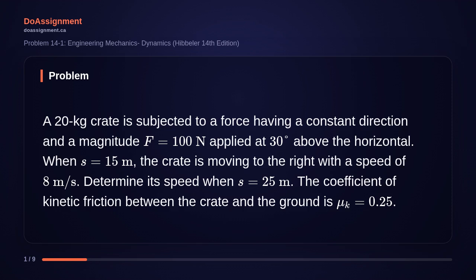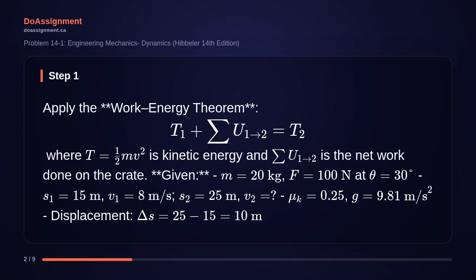Now let's work through the solution step by step. We use the principle of work and energy, which states that the initial kinetic energy plus the net work done equals the final kinetic energy. The crate travels from S equals 15 meters to S equals 25 meters, a displacement of 10 meters.